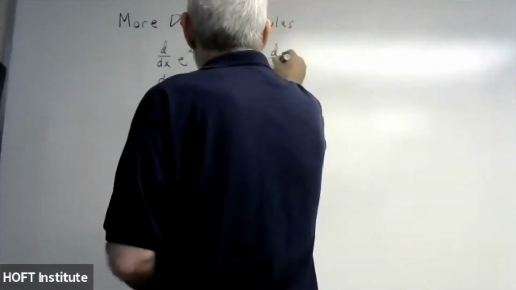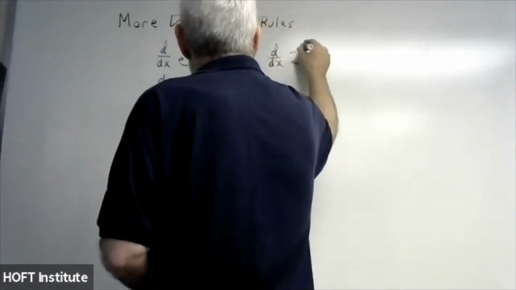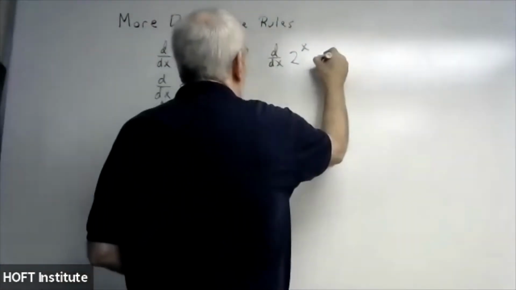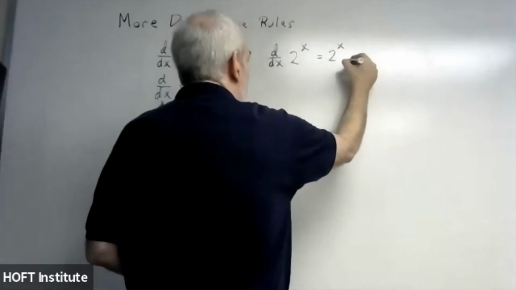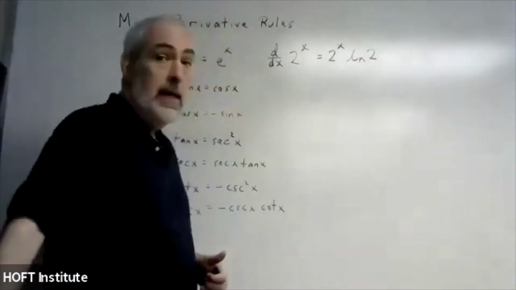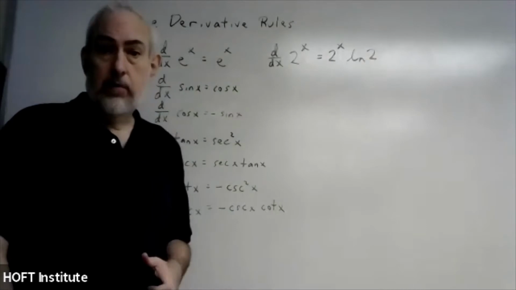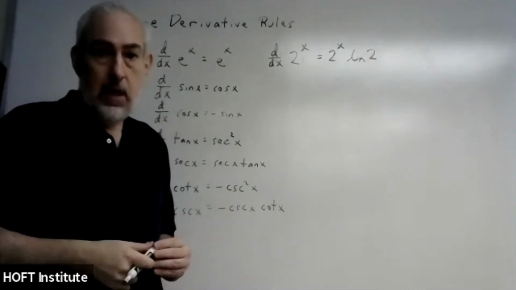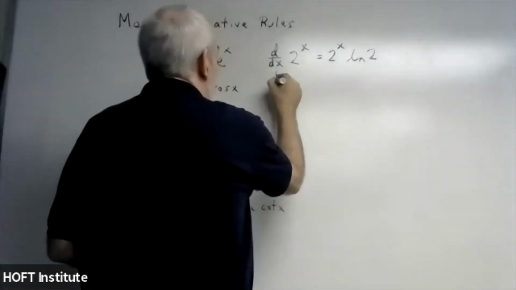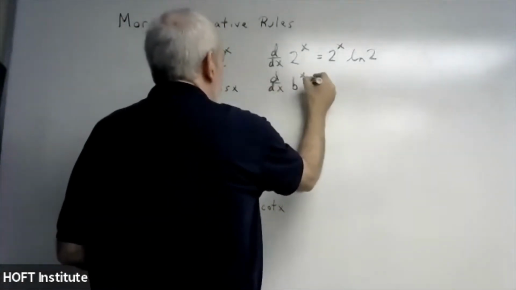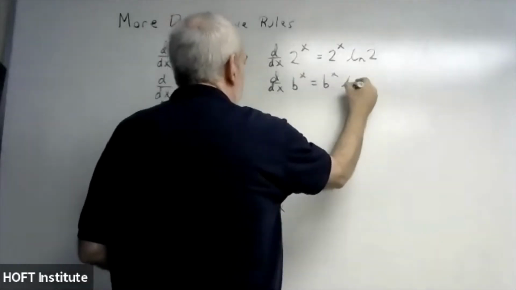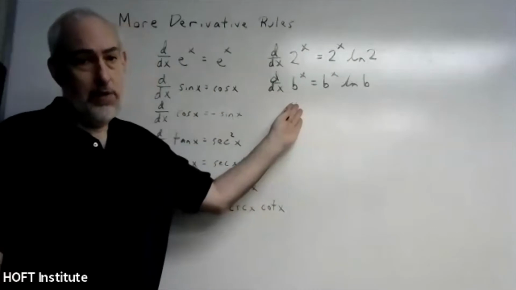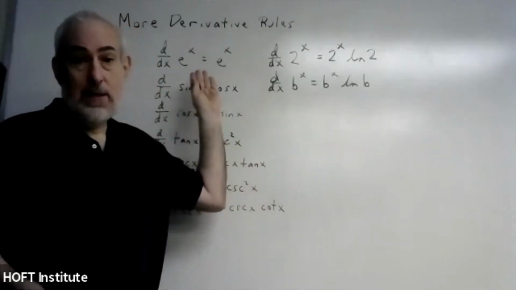If you had a different base, like let's say base 2, so you're taking the derivative of 2 to the x, the derivative would not simply be 2 to the x. It would be 2 to the x times the natural log of 2. Remember, natural log is log base e of 2. Okay? And if you had any other base b, the general formula is b to the x times the natural log of b. As you see, a much more complicated equation than e to the x.